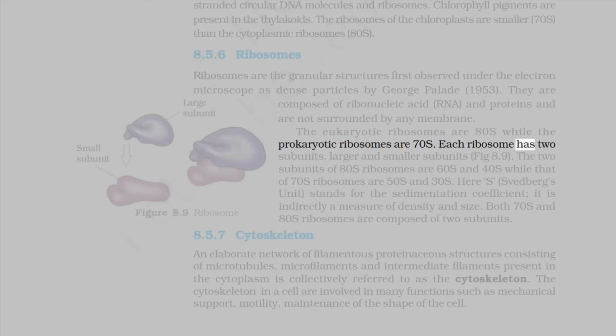Each ribosome has two subunits, larger and smaller subunits, Fig 8.9. The two subunits of 80S ribosomes are 60S and 40S while that of 70S ribosomes are 50S and 30S. Here S, Svedberg's unit, stands for the sedimentation coefficient. It is indirectly a measure of density and size. Both 70S and 80S ribosomes are composed of two subunits.